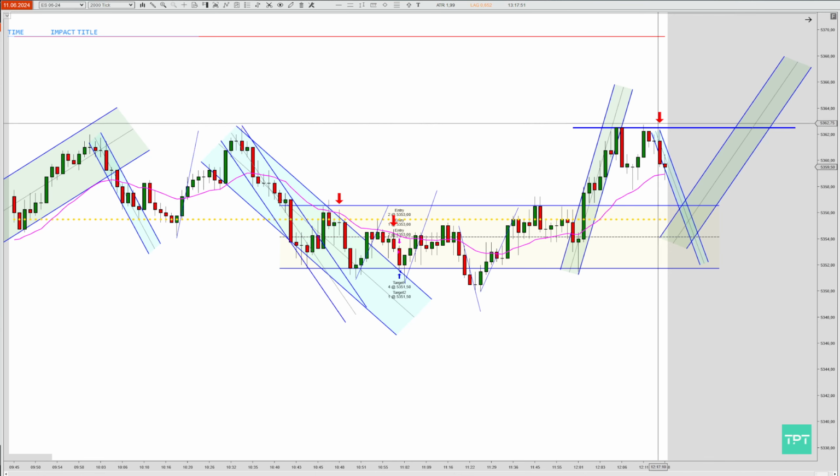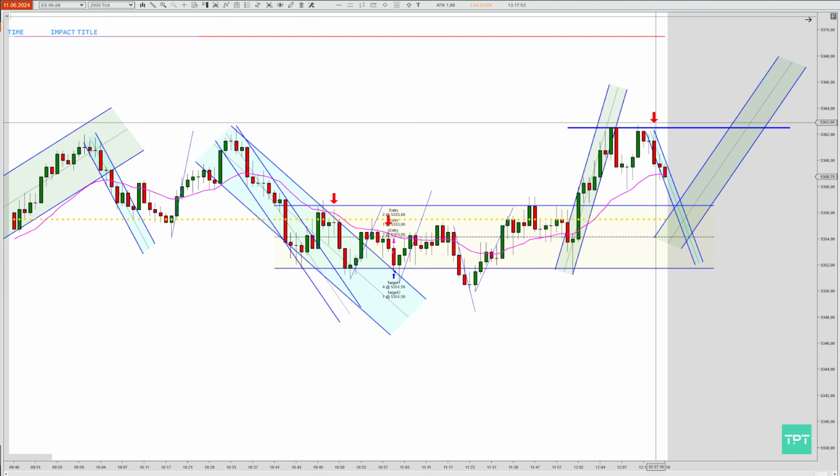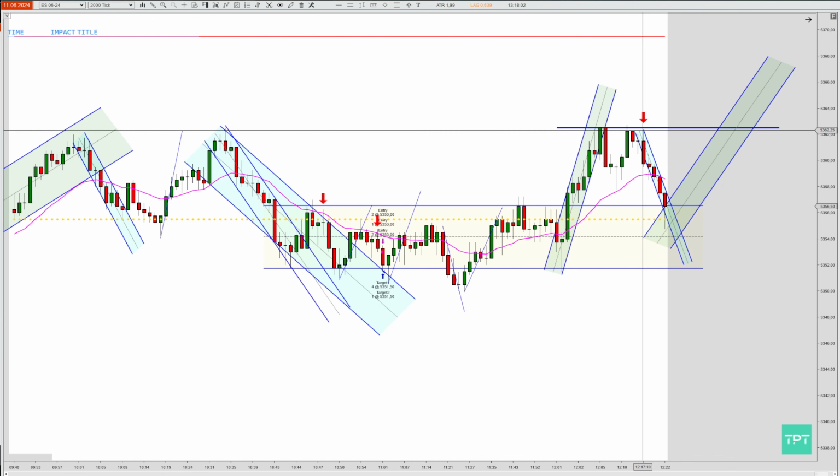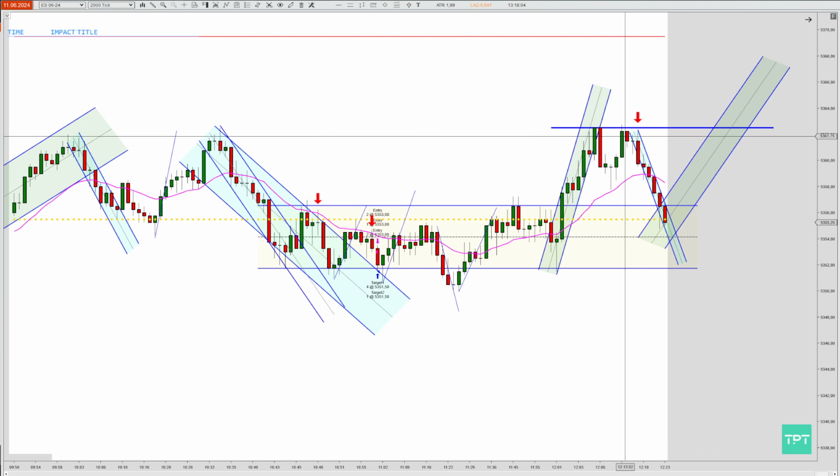So I really like a short trade here, but since I was done with the trading, I didn't check the chart live at the time. But if you consider this trade, it's definitely worth taking.